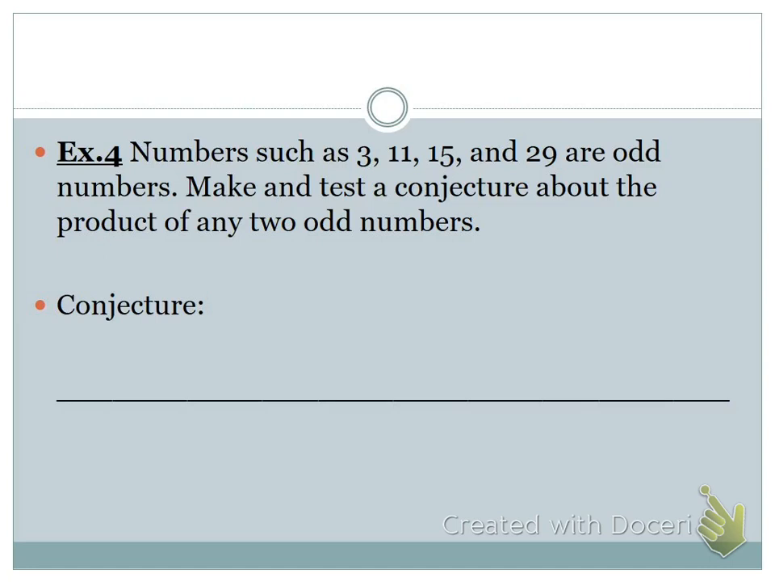Numbers such as 3, 11, 15, and 29 are odd numbers. Hopefully that's not news to anyone. Make and test a conjecture about the product of any 2 odd numbers. Okay, now we're talking about any 2 odd numbers. So that means we don't have to use the numbers that they gave us. We can use any odd numbers. We are going to make a conjecture, and we are asked to test it. But if you want to come up with some examples first or some test cases first to see a pattern, that's not a bad idea. Okay? I will tell you that your conjecture will start off with the product of any 2 odd numbers.